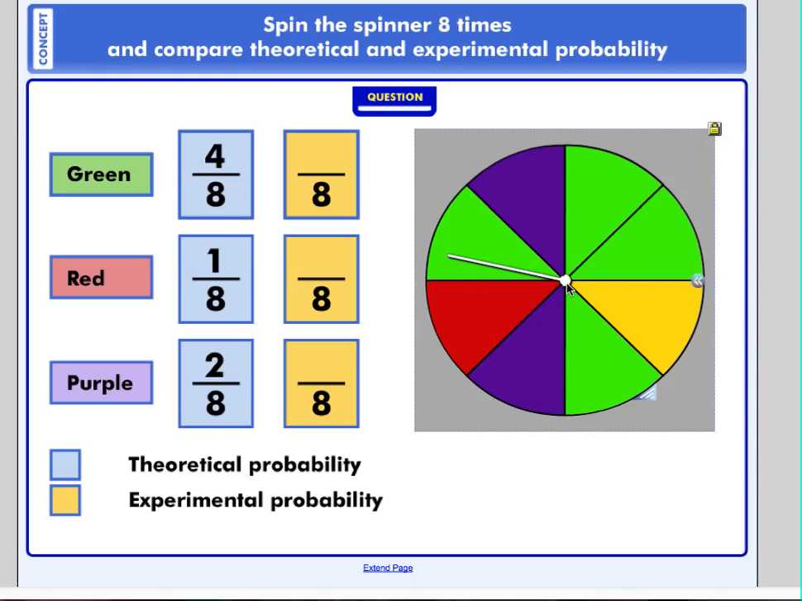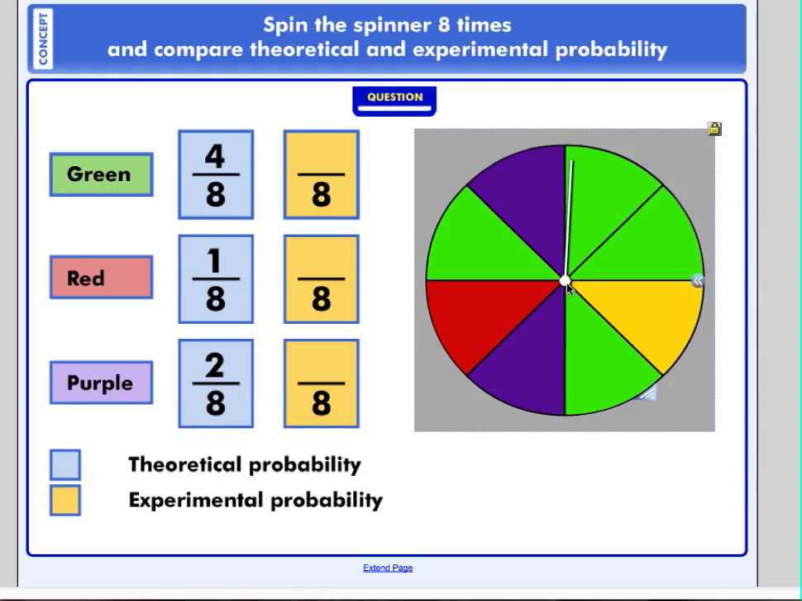Okay, our first spin landed on green. Our second spin landed on green. Our third spin landed on green. Our fourth spin landed on purple. Our fifth spin lands on green. Our sixth spin lands on green. Our seventh spin lands on green. And our eighth spin also lands on green.